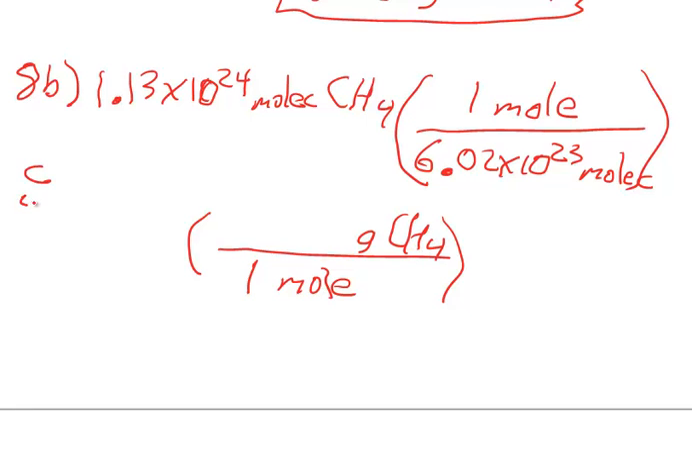so I need to do my little chart to figure out the molar mass. Carbon is 12.01, hydrogen is 1.01, and there are 4 of them. So when I add that, 4.04 plus 12.01, I get 16.05.